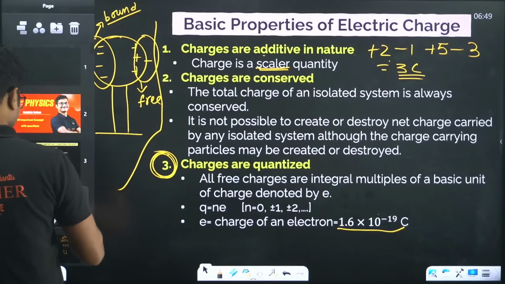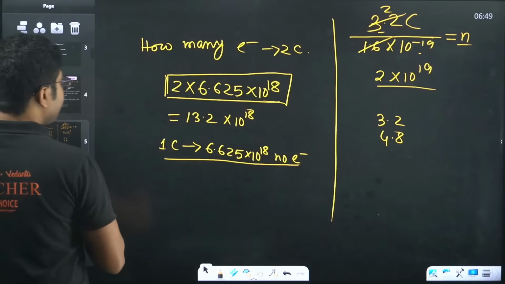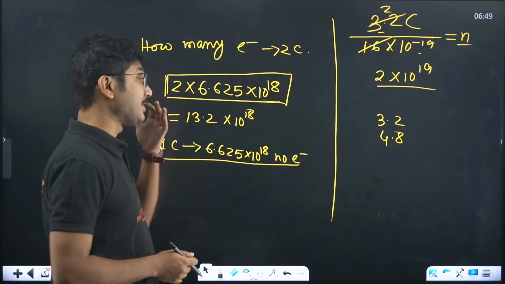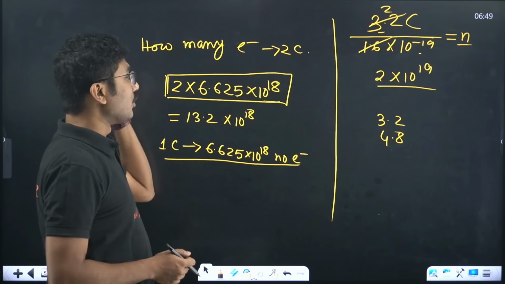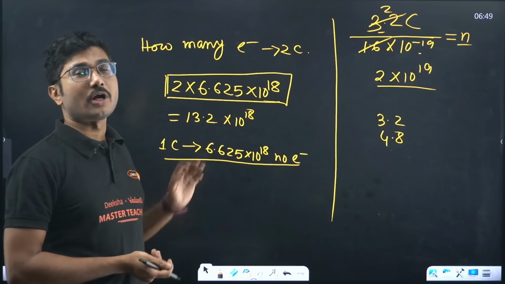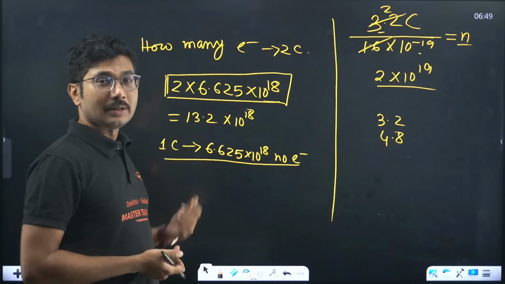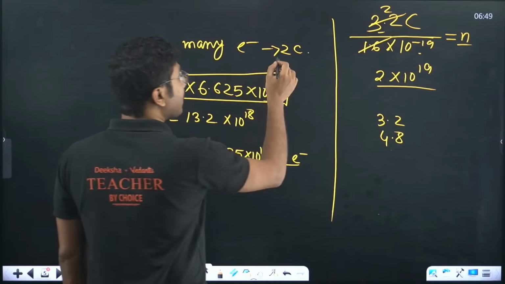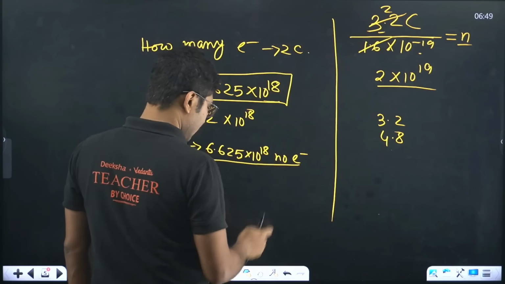So if you see that charges are quantized, based on this principle, questions do come. You may be asked how many electrons are there in 2 coulomb charge, or how many excess electrons or how many fewer electrons are there, if the charge is a normal charge like this. Okay, just a second.